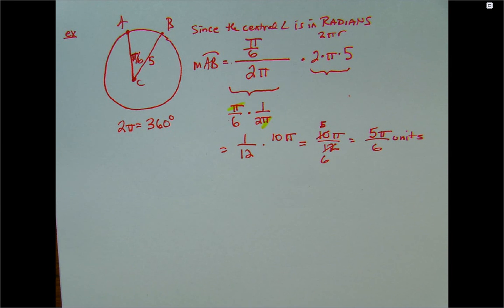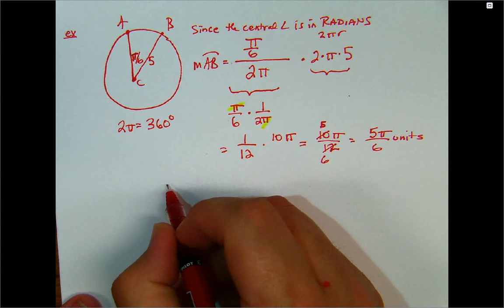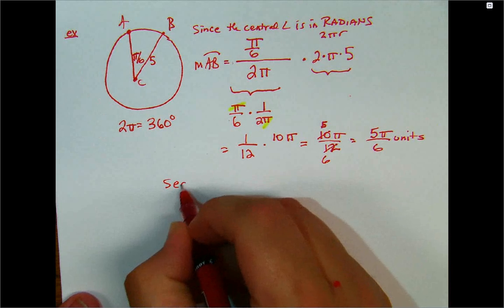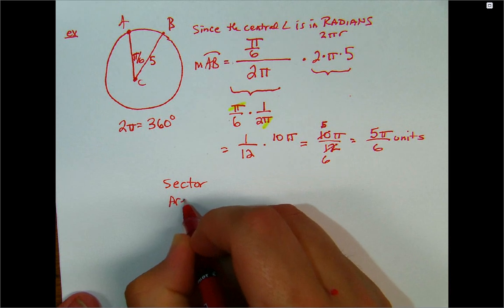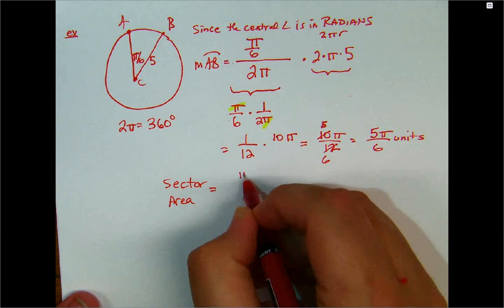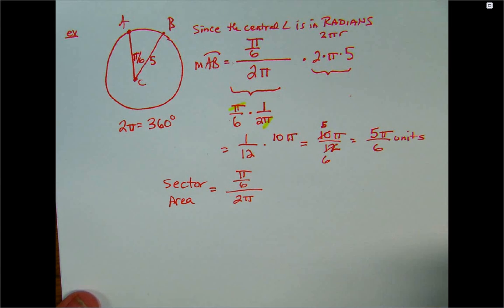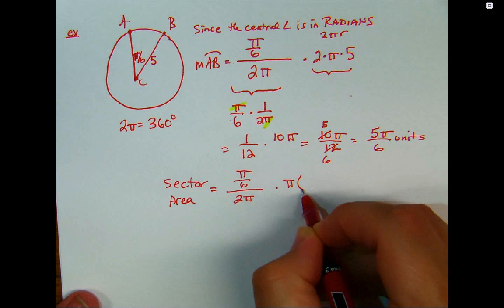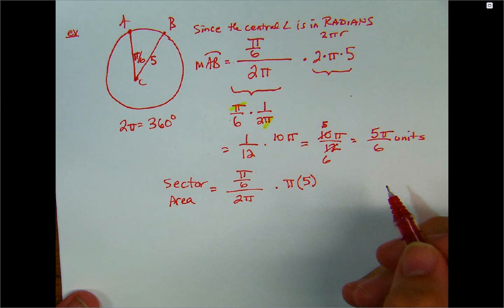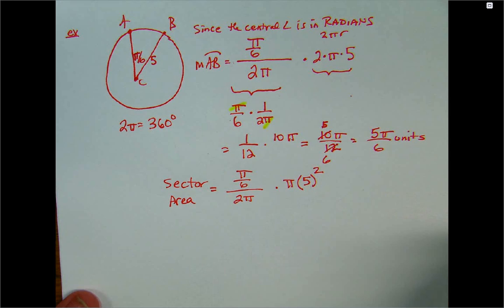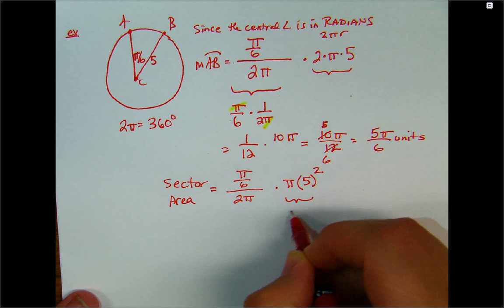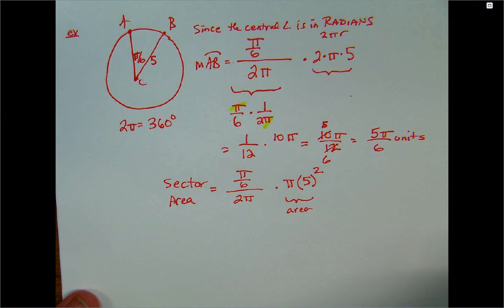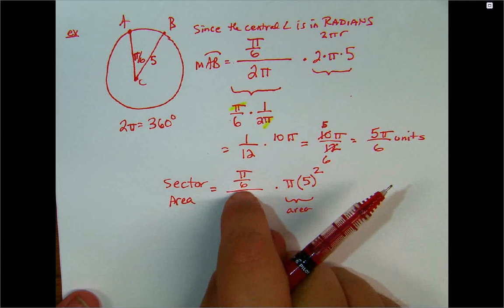Now the sector area is going to be the same thing. Pi over 6 divided by 2 pi times, now we have the area, pi times 5 squared, because now that's the area of the circle. Well, we already figured out what this guy was, wasn't it? That was 1 over 12, because we did that already up here. So I'll get 1 over 12.